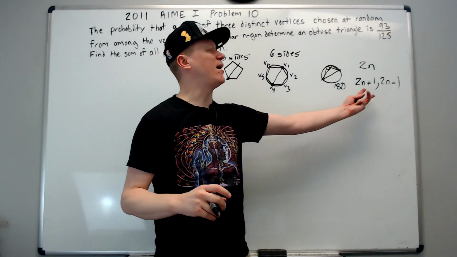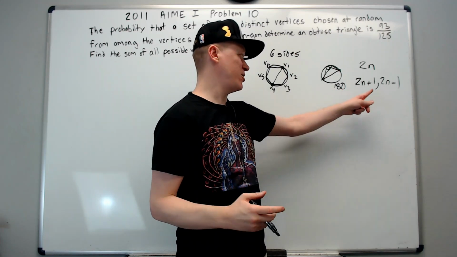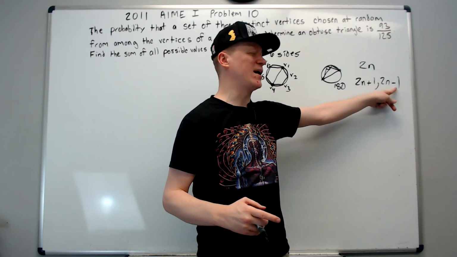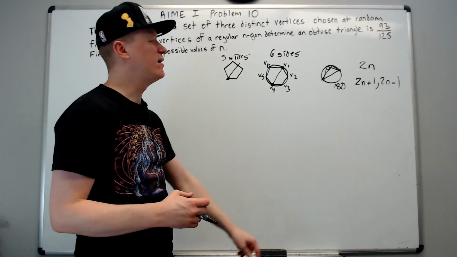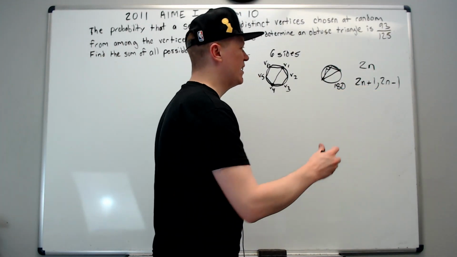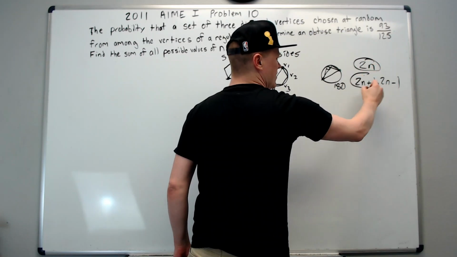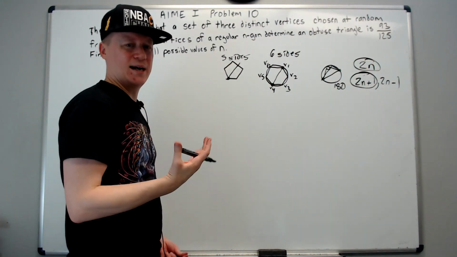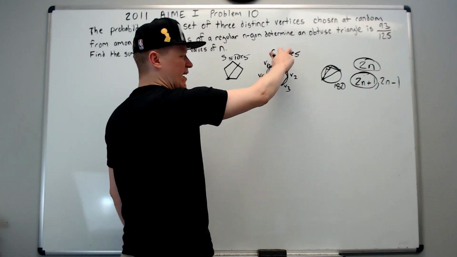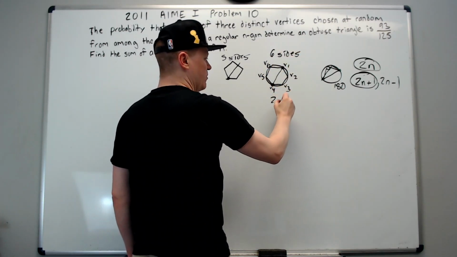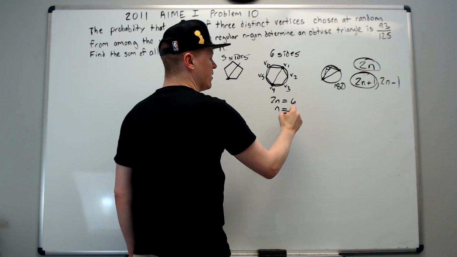These are the most commonly used. Technically, you could make it plus 3 or plus 5 or minus 3 or minus 5. All of those are okay to make odd integers as well, but these are most commonly used. So I'm going to use 2n for evens, of course, and I'm going to use 2n plus 1 for odd. And we break it down into 2 cases. If 6 sides exist, then 2n will equal 6 and n will equal 3.